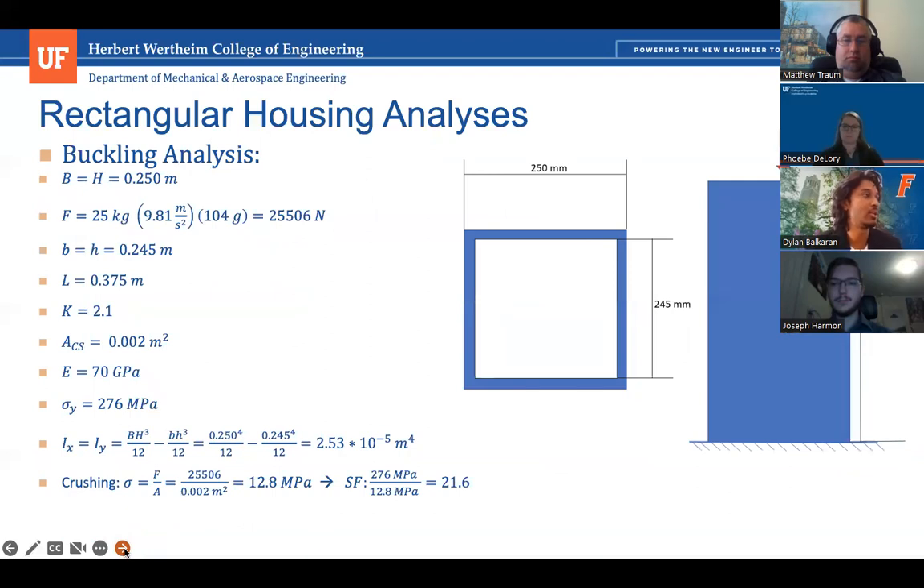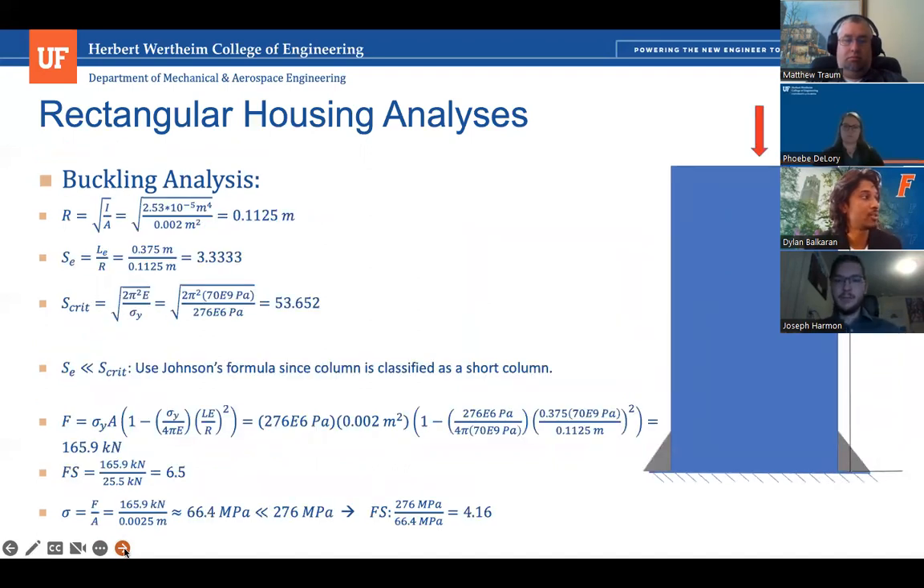So our second analysis we did was a buckling analysis, where we basically took that 104 Gs and converted it into a force. And the first thing we wanted to check was if the rectangular housing would crush. And the way we would check that is by doing a simple force over area calculation. When we did this calculation, we found that the factor of safety of the stress compared to the yield strength of aluminum was 21.6. However, we still want to check that the beam isn't susceptible to buckling, and that will be shown on the next slide.